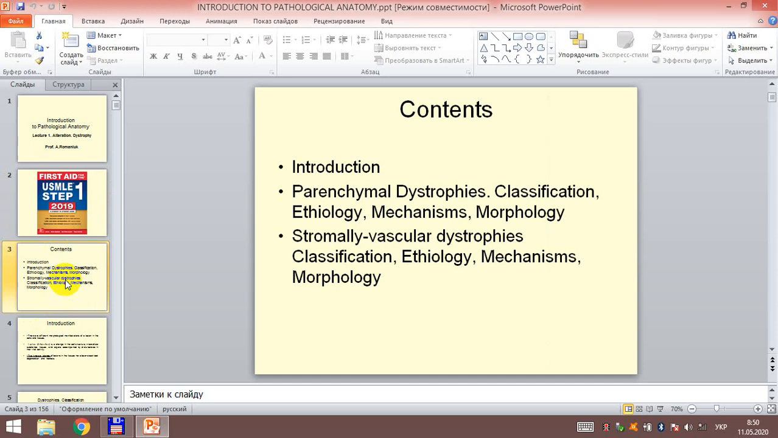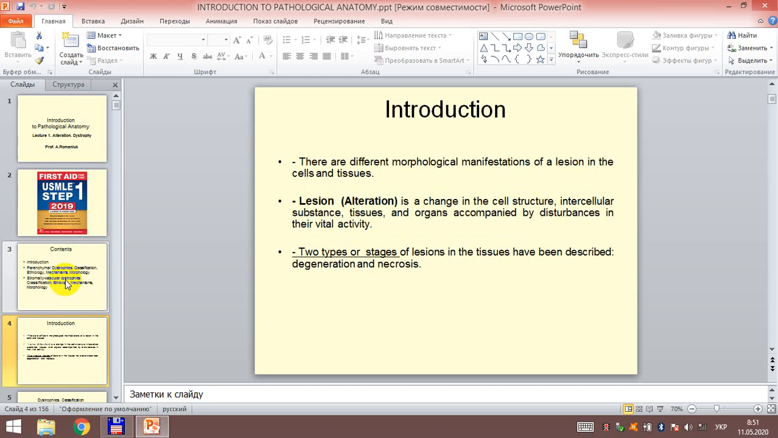Also, today we will discuss pathology, we will discuss dystrophy: classification, etiology, mechanisms of dystrophy, and morphology of this pathological process. We'll discuss stromal vascular dystrophy, or mesenchymal dystrophy: classification, etiology, mechanism, and morphology. Also, introduction in pathology. Introduction in first topic.